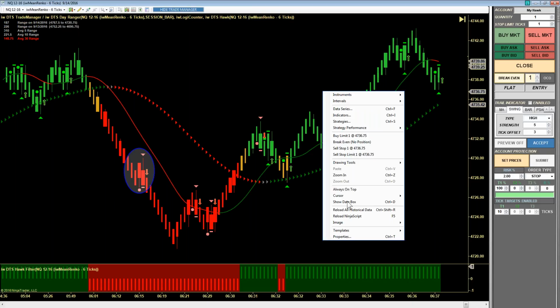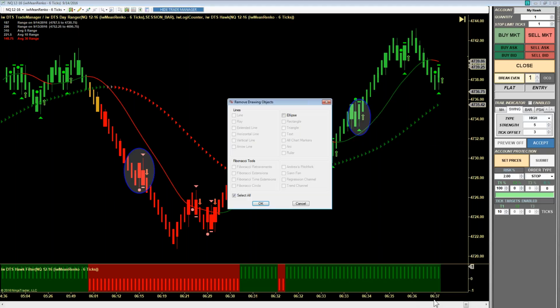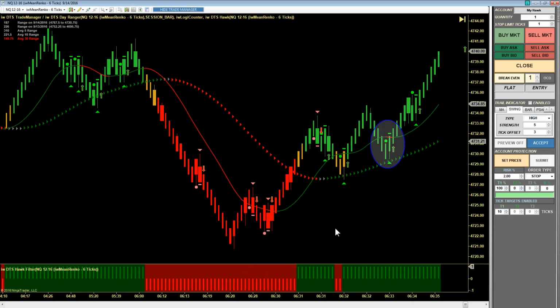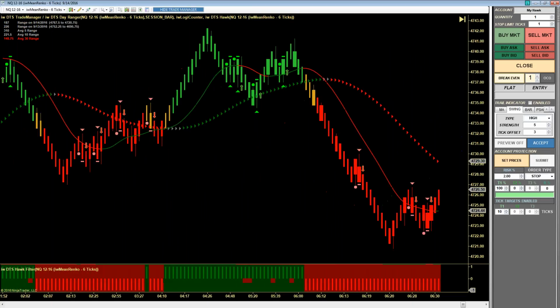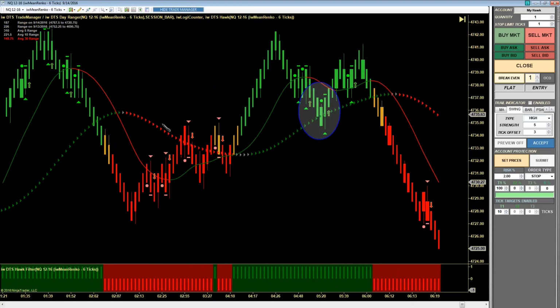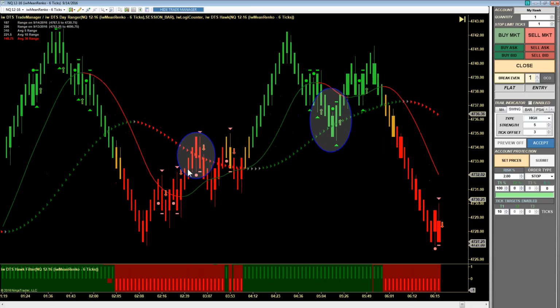So let's take a look now at macro pullback signals. And like I say, we go over this every day in the trading room for DTS owners. So there's a macro pullback signal. Here's a macro pullback signal. Here's a macro pullback signal. Note everything stays in sync except the micro line.